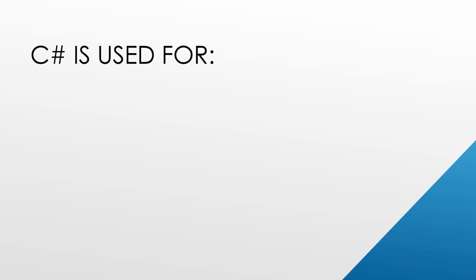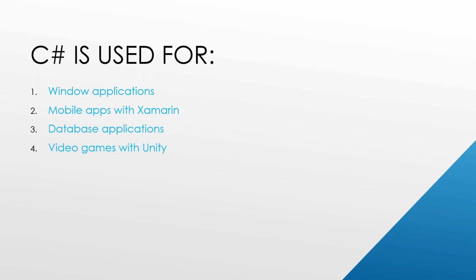Why is C Sharp used? C Sharp is used for Windows applications, mobile apps with Xamarin, database applications, video games with Unity, web apps with ASP.NET, and web services.